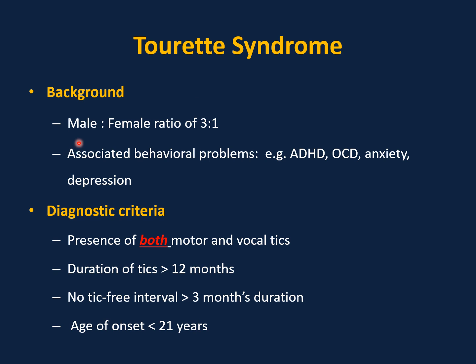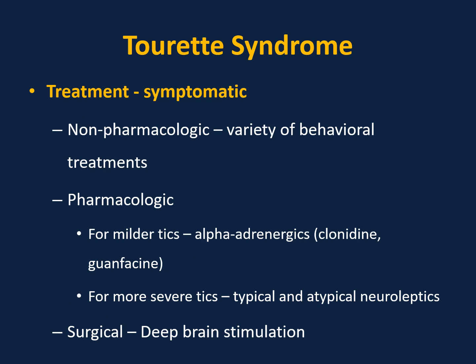Tourette syndrome is more common in boys than girls, usually associated with behavioral problems, for example, ADHD, OCD, anxiety, and depression. Diagnostic criteria: to meet the criteria for the diagnosis of Tourette syndrome, presence of both motor and vocal tics together. So it has to be both. Duration of tics more than 12 months, no tic-free interval more than 3 months duration, age of onset less than 21 years of age.